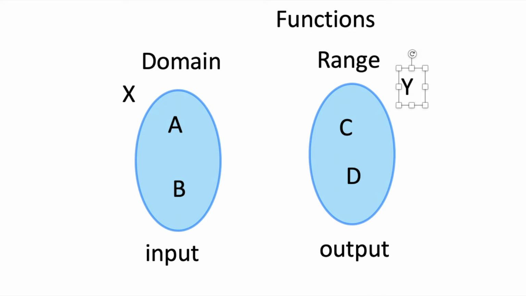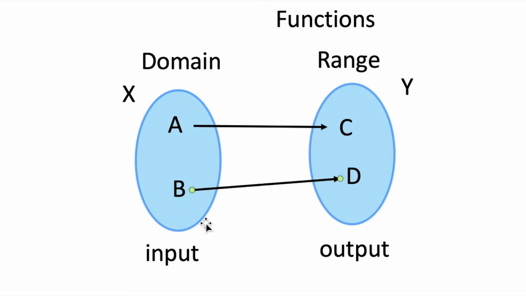So let's see, for example, if we say that in the domain the value of A corresponds to the value of C in the range, and that the value of B in the domain corresponds to D in the range, this is a function, because each value in the domain equals one value in the range. However, there are some exceptions.